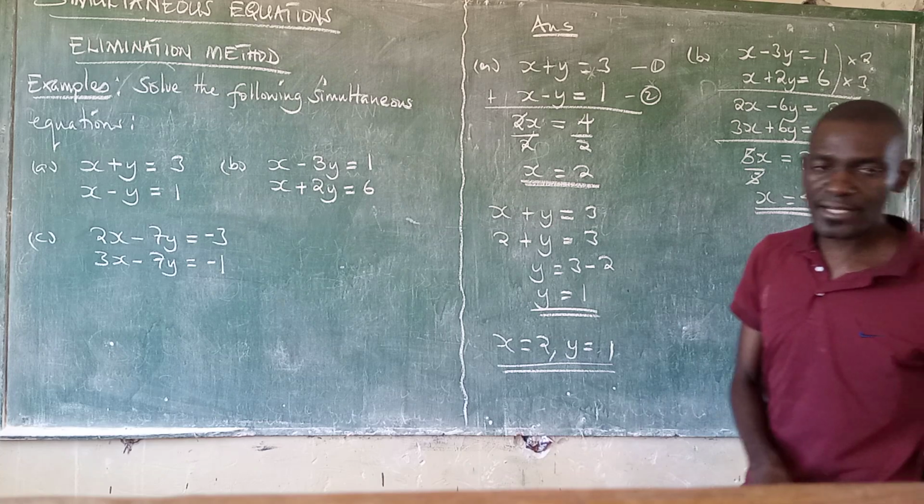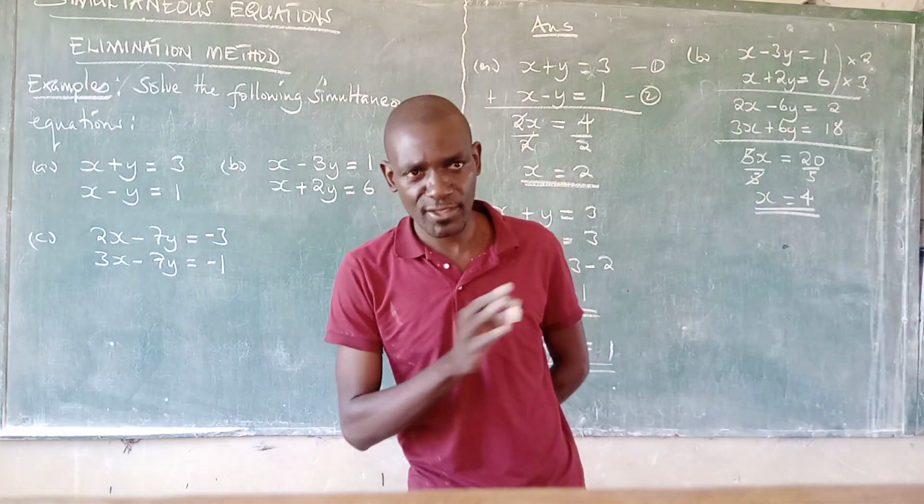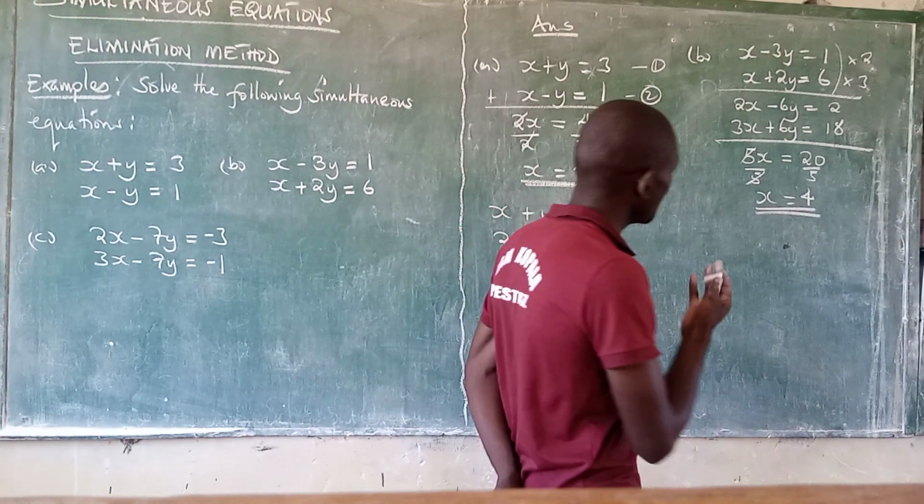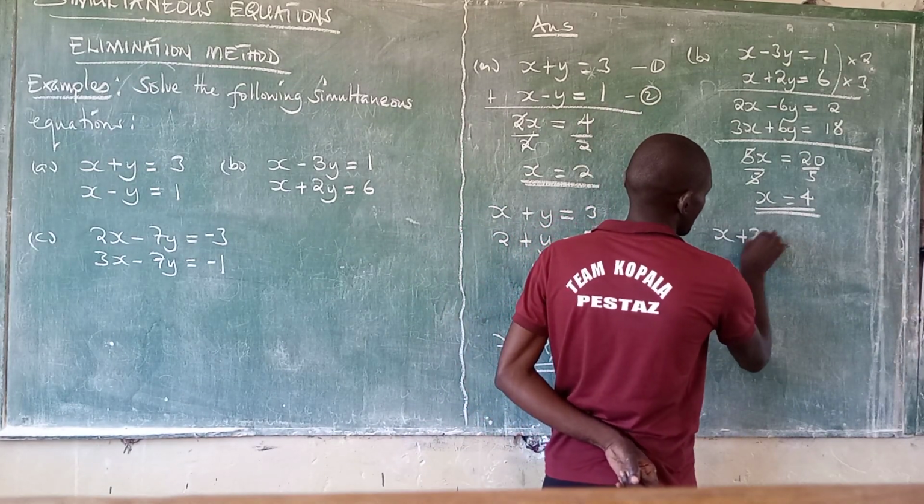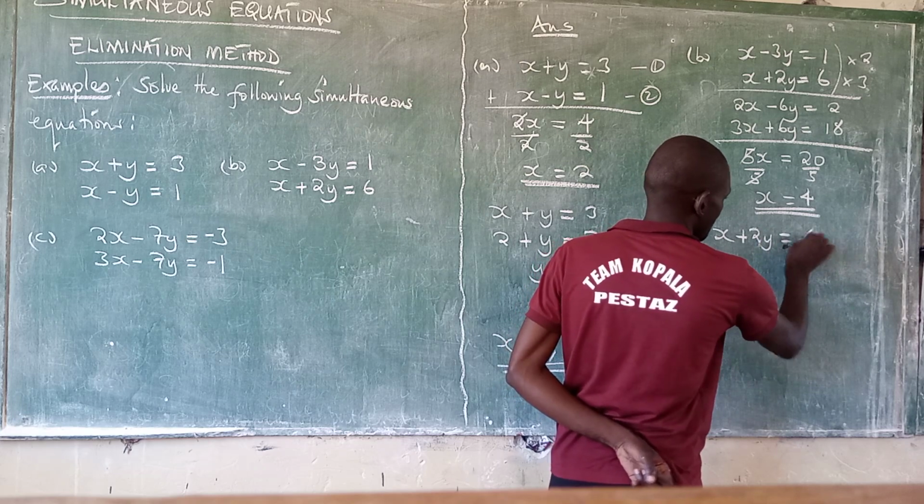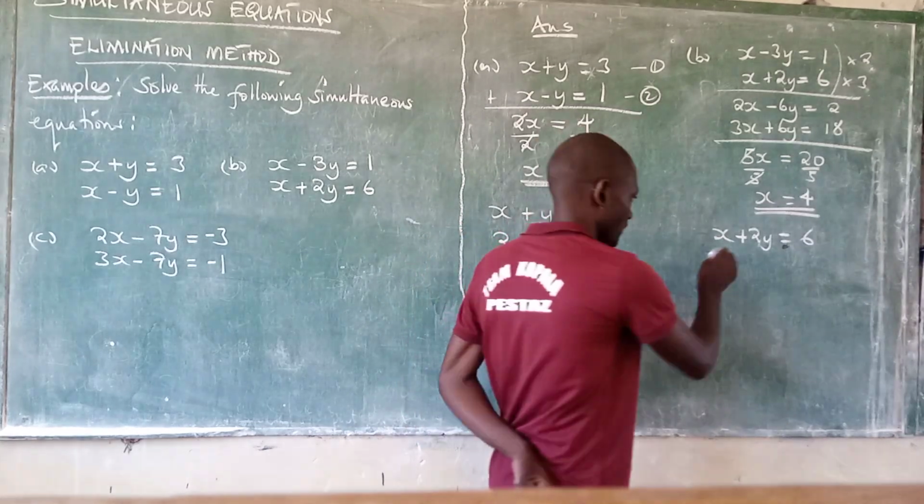And then to get the value for y, the same thing, we can choose either equation 1 or equation 2. So let me choose equation 2. It says x plus 2y is equal to 6. Now we know the value for x, it is 4. We'll put 4 here.